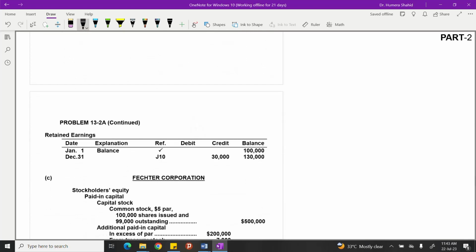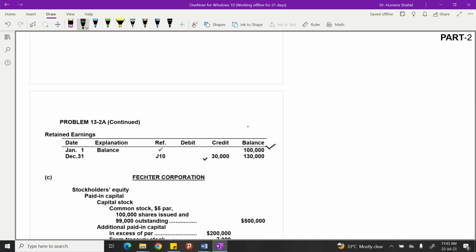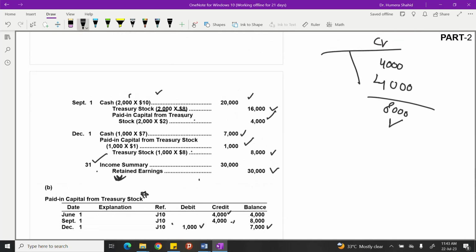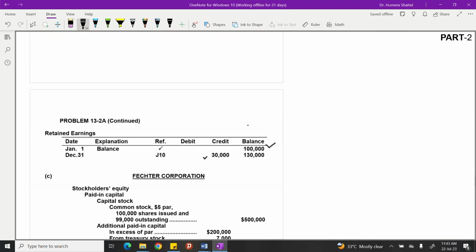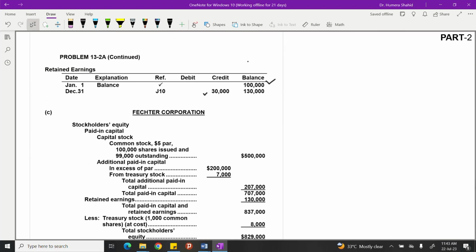Also, we need to update the retained earnings balance. So the opening balance was given in the question, 100,000, and the last updating, or you can say the closing entry of the income statement, has credited retained earnings with 30,000. If you see here, this one, 30,000 retained earnings gets credit. So I have updated this account. So now I have an ending balance of 130,000. Now I can prepare the stockholders' equity section with these updated balances.